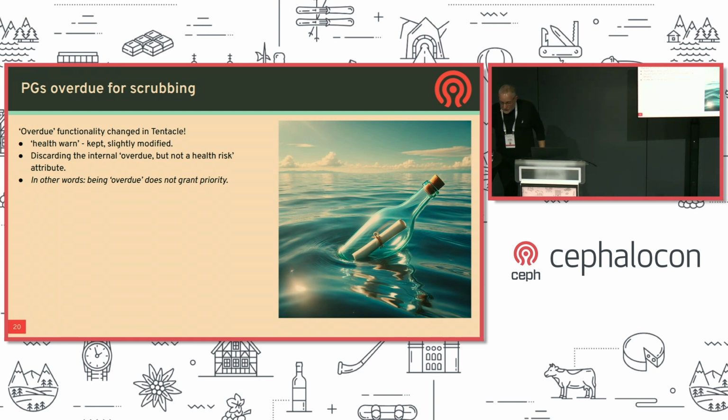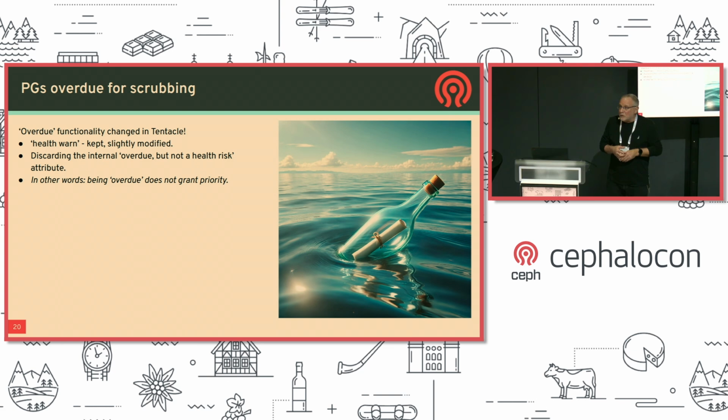But apart from that, we had one more thing. We had an internal overdue but not health risk status. For a long time, this status conveyed some higher priority in some way, which wasn't very clear from the documentation. You had to read the code to understand what the documentation meant and what was correct and what's not.